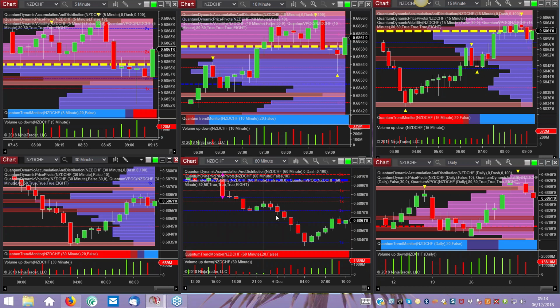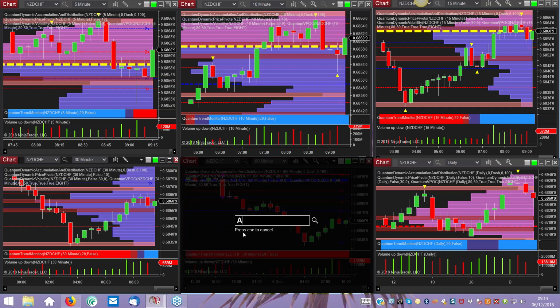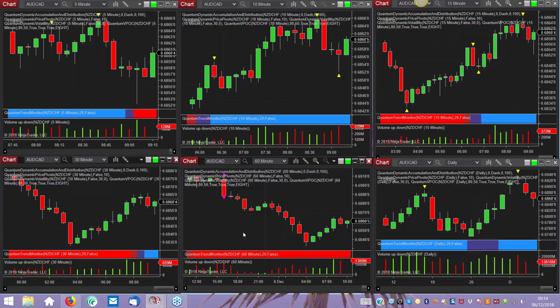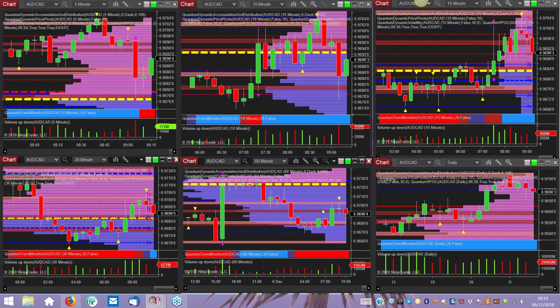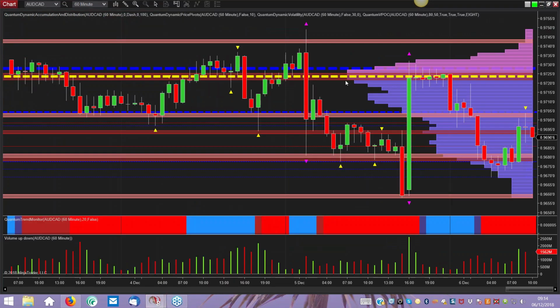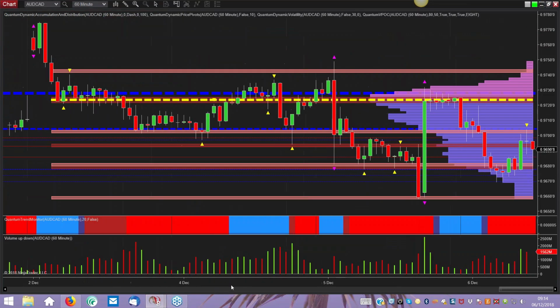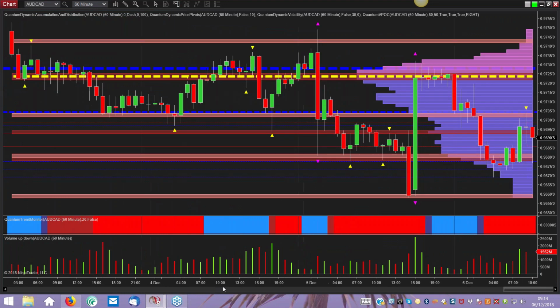Just going to switch over to the Aussie CAD. Just waiting for that to load. I've got all these linked. These are on multiple time frames. There we go. This is the hourly chart for the Aussie CAD, which is, as Anna says, one we're in at the moment. And the reaction we saw yesterday was in this candle here.